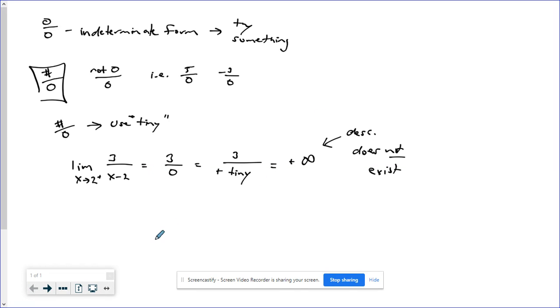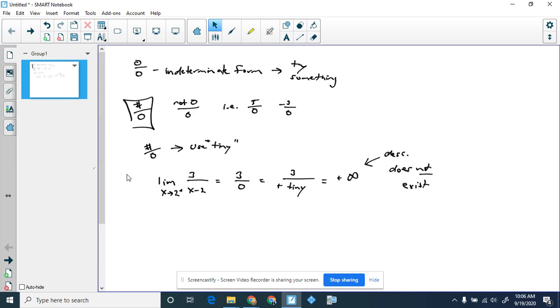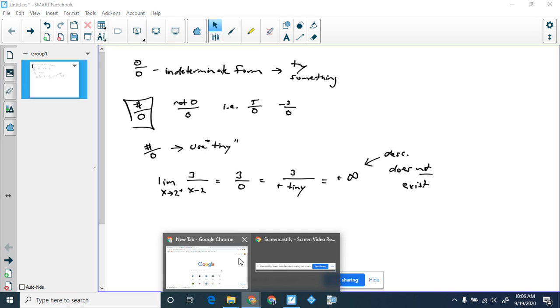All right. So now let's take a look at what the graph of this thing looks like. So that should make a little bit more sense here. So let's get out of this. Let's go to our friendly Desmos graph.